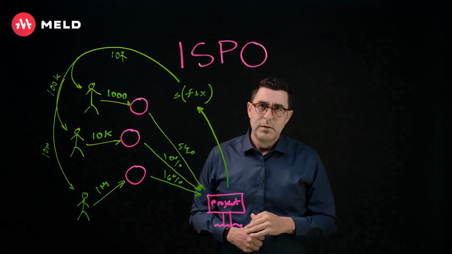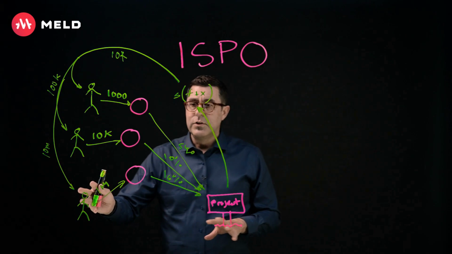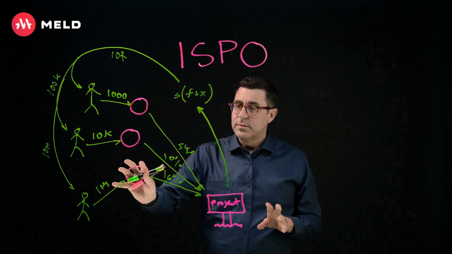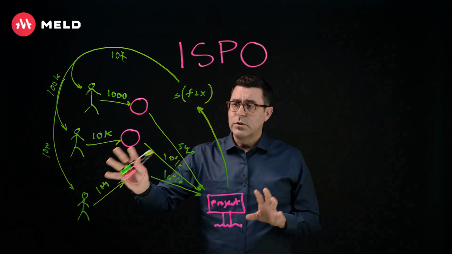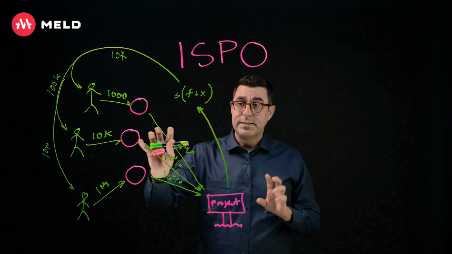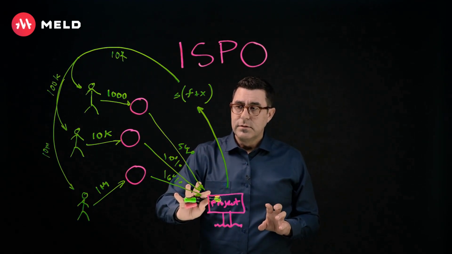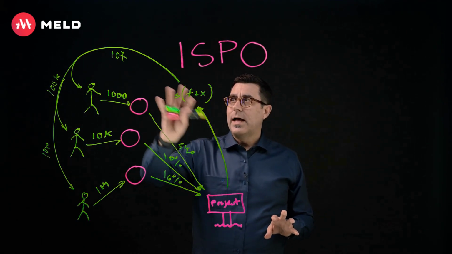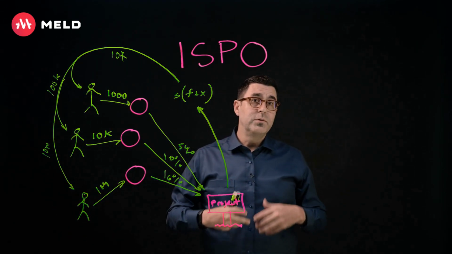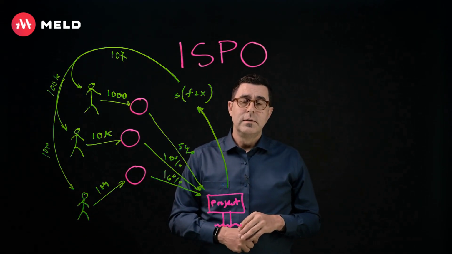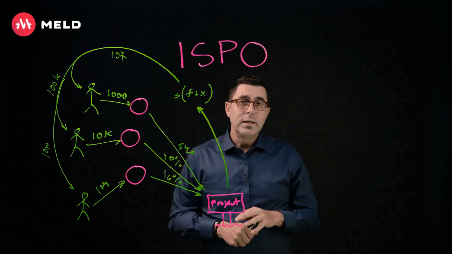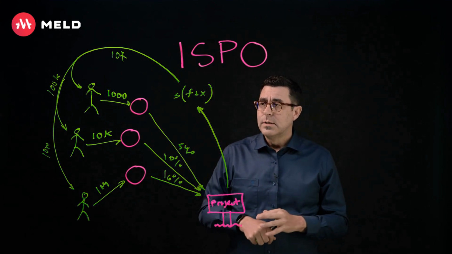And from the user's perspective, there's no risk in them losing their assets. All they're doing is they're foregoing future potential yield, and in exchange for that, they will get your tokens, and they'll be able to contribute to a new project. So this is a summary of what an ISPO is and how it works.